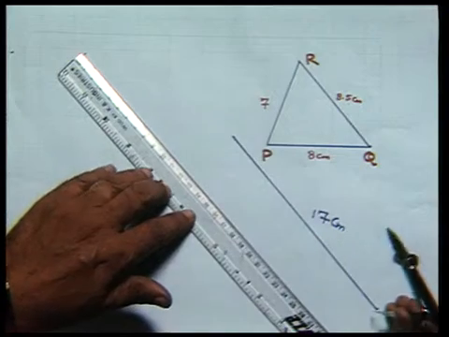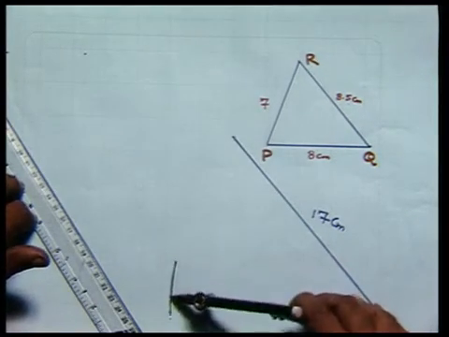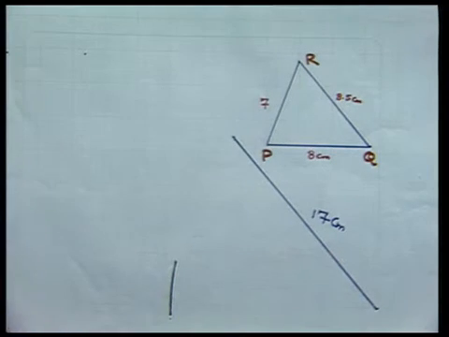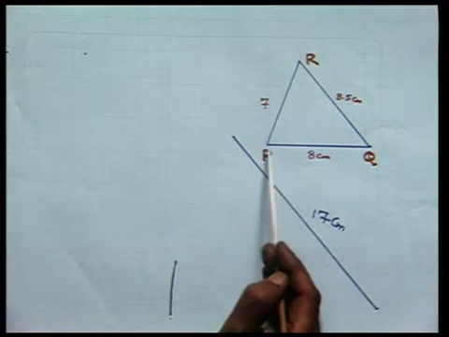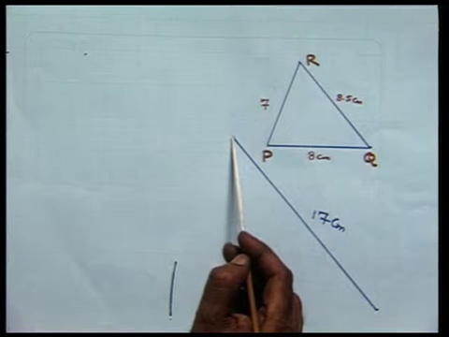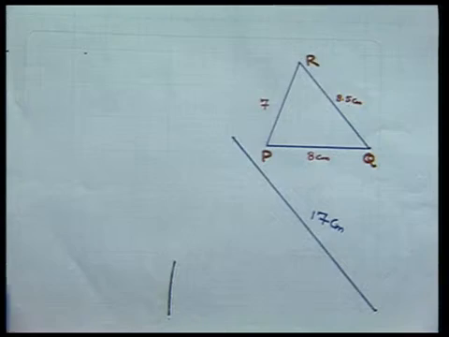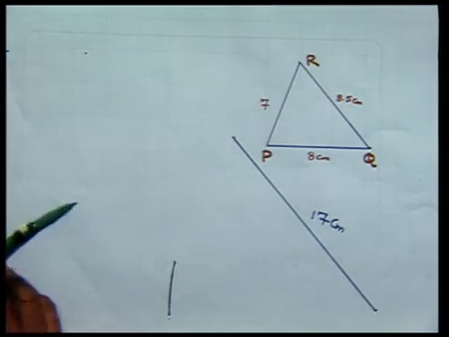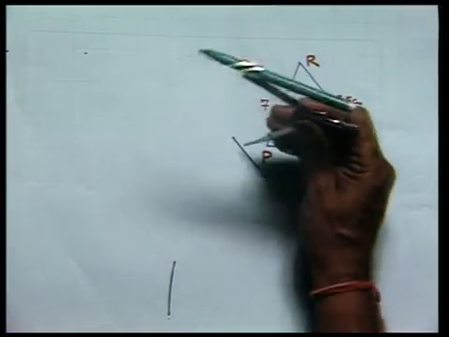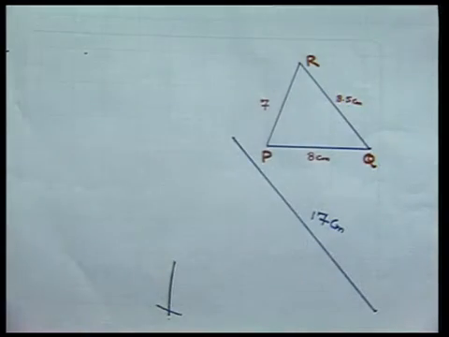This is 16. Taking this as center, I will draw one arc. And to get a point corresponding to P, I have to draw another arc taking this as the center and opening the compass by 14 centimeter. This compass I have opened by 14 centimeter and we draw an arc over there.